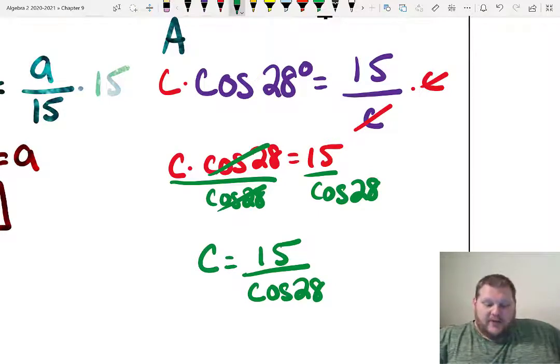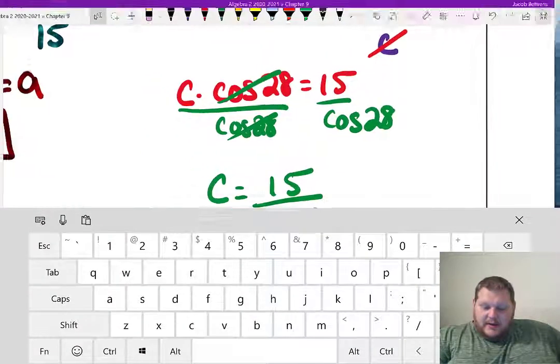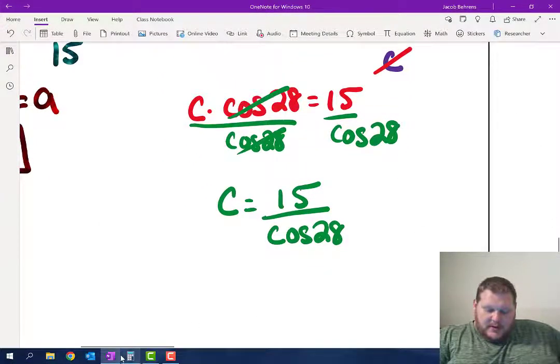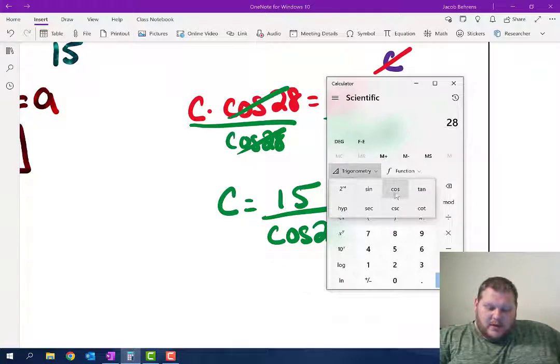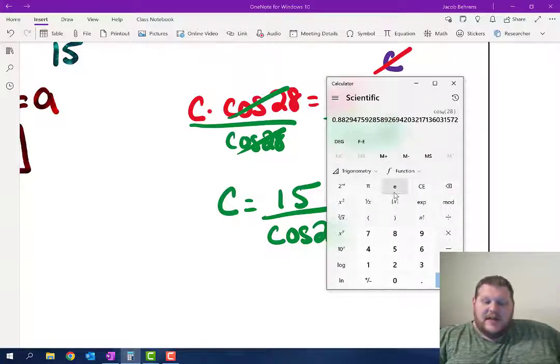So I'm going to have to, again, use my calculator to find the value of cosine of 28 and do 15 divided by that number. So once again, I'm going to grab my calculator, pull it up here on screen, and clear that. So 28, I go into my trig menu, we're looking at cosine. If you did that correctly on your calculator, which you should be trying as I'm going through this in the video, you should get 0.882947 and then some other mess.